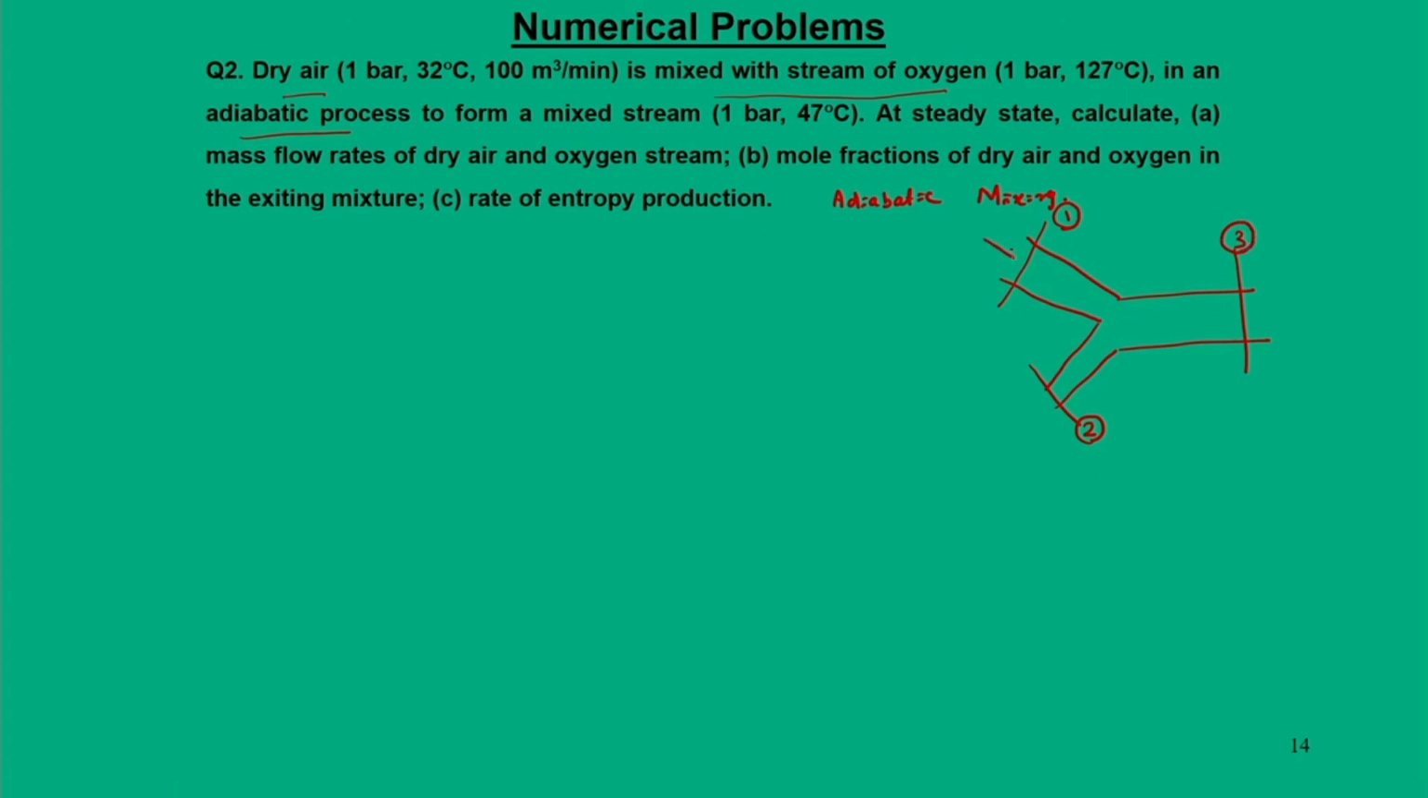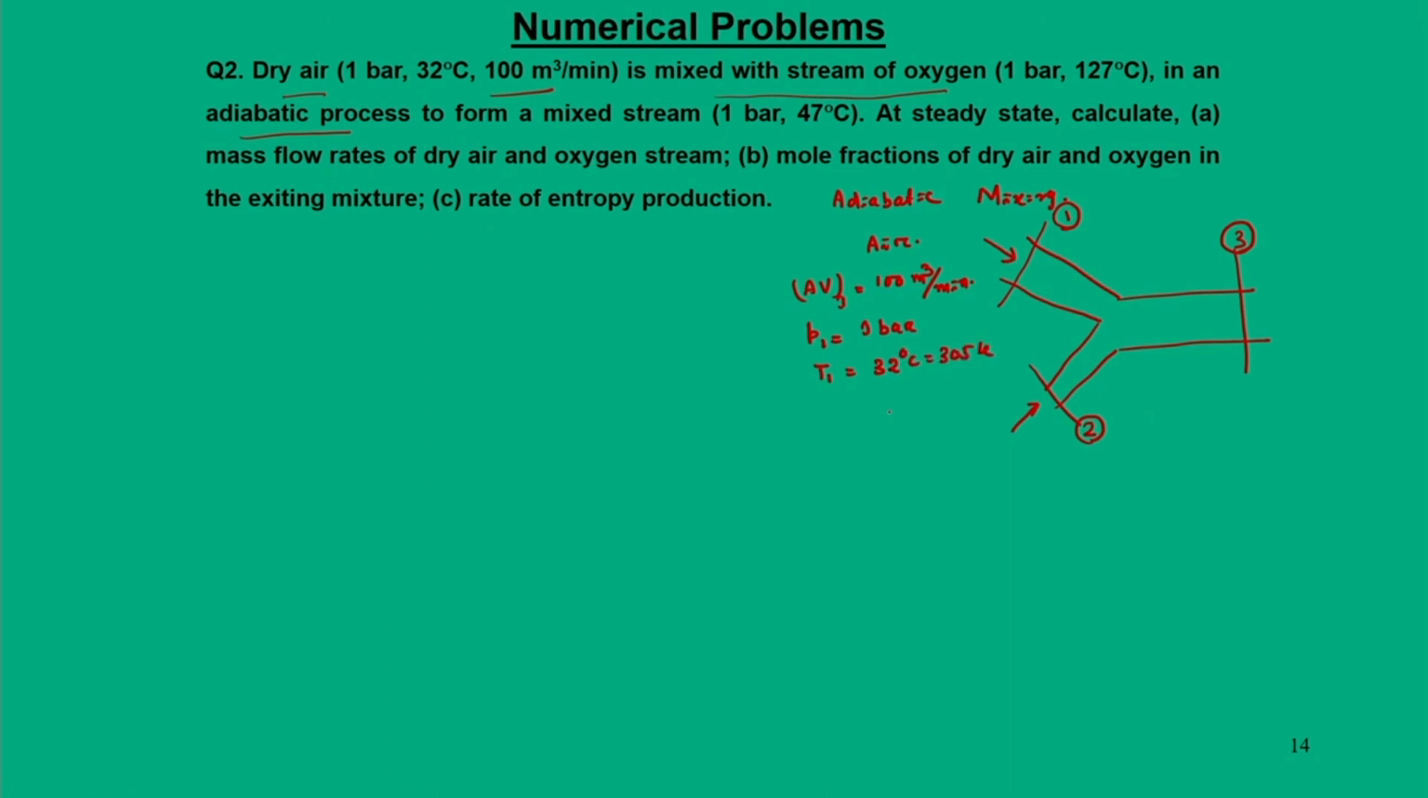At state 1 we say it is air and it is coming at a flow rate. Flow rate means area times velocity. I will write this as 100 meter cube per minute, P1 is 1 bar, T1 is 32 degree centigrade, that is 305 Kelvin.